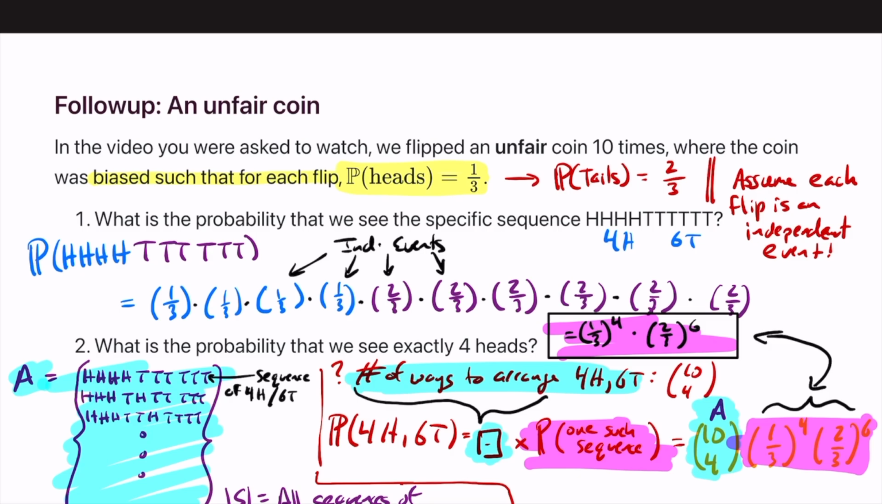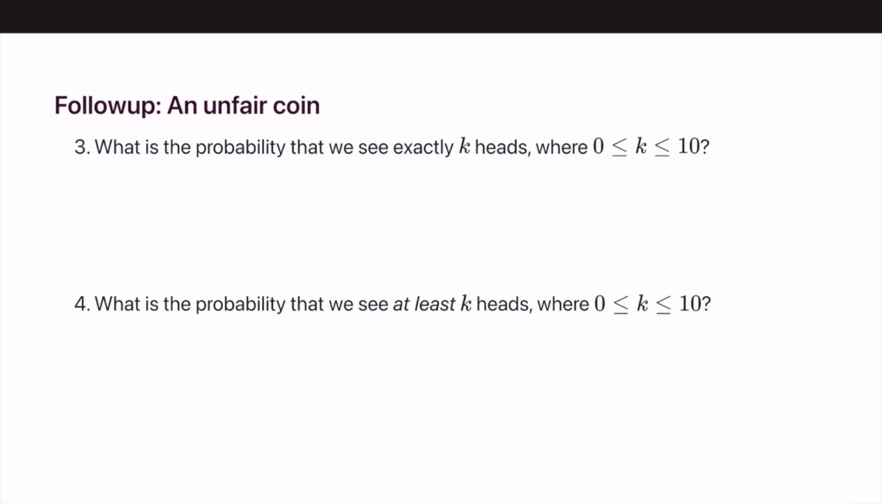All right. Last 2 problems. What is the probability that we see exactly k heads, where k is greater than or equal to 0 and less than or equal to 10? So this is the number of ways to arrange or see k heads and 10 minus k tails, right? Because k can either be 0, in which case you'd have 10 tails, or k can be 10, in which case you'd have 0 tails. So it's worded or looks kind of scary, but if we think about it, it's not too bad.